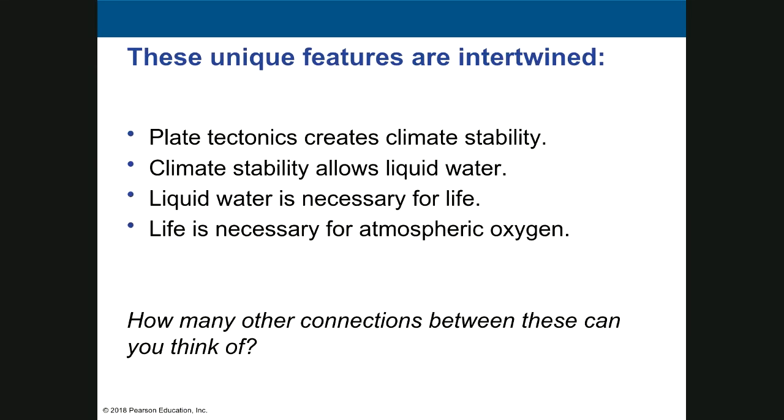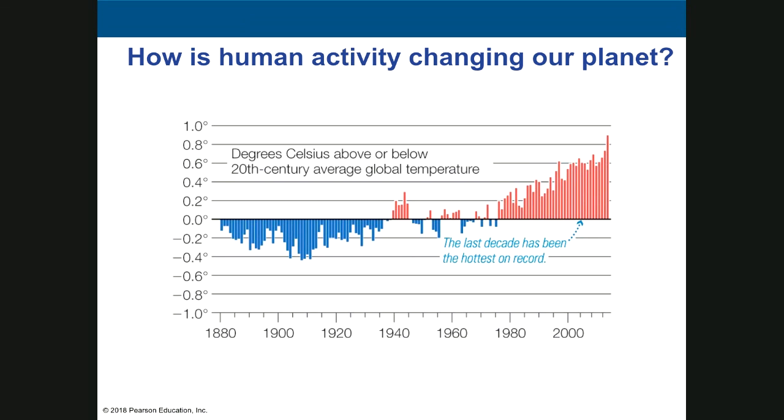Again, like I told you when we first looked at them, these features are intertwined, and there are many connections between them. Plate tectonics creates climate stability. Climate stability allows liquid water. Liquid water is necessary for life. Life is necessary for atmospheric oxygen. So all of these features that make life allowable are interconnected.